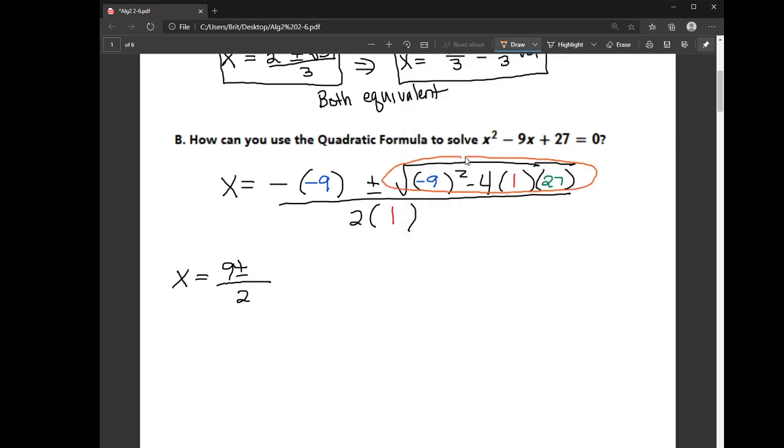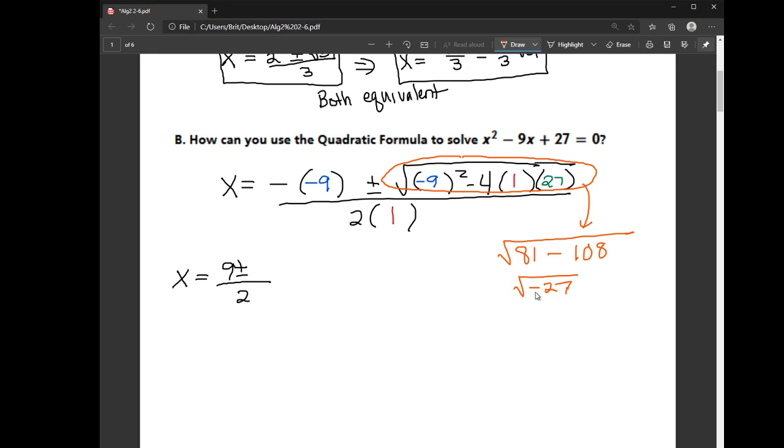So all this stuff. So here, the square root of -9 squared is 81. And then 4 times 1 is 4 times 27. Just making sure I'm not lying to you, is 108. So 81 minus 108 is -27.